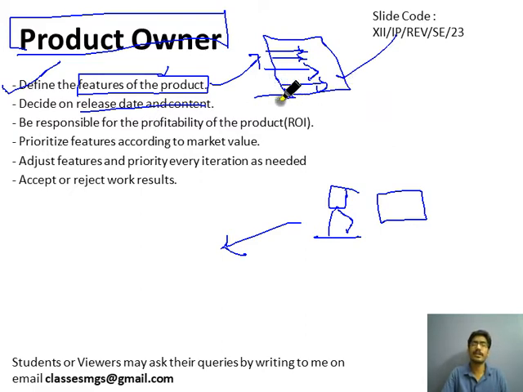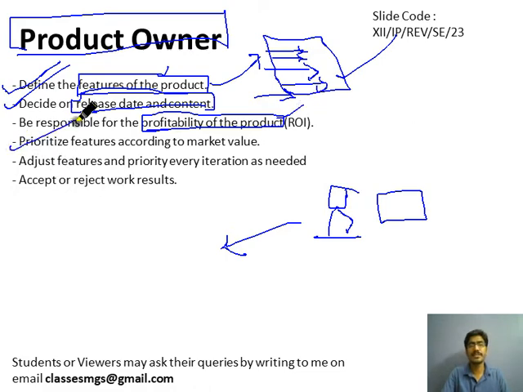Similarly, the software that is going to be developed will be released in the market on a particular date. This is decided by the product owner. He is responsible for the profitability of the product, that the profit is made on the product or not.